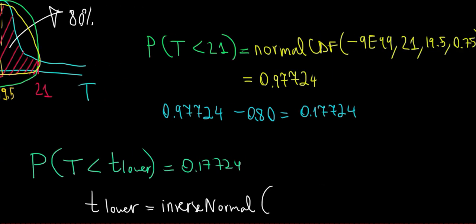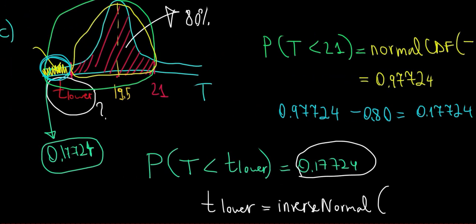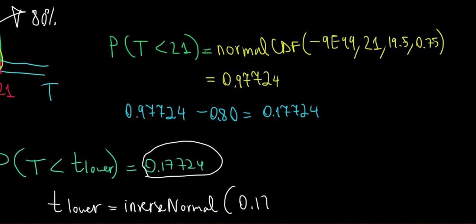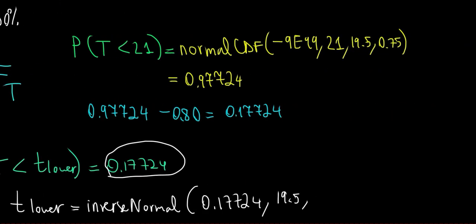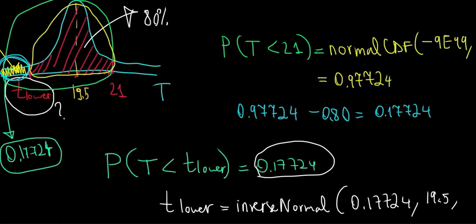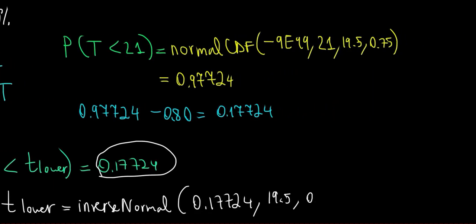The area is exactly this, the probability that is the area of interest to us, which is 0.17724. The mean is going to be 19.5, and the standard deviation is going to be 0.75. We put all these values in and look for the answer, and that answer would be 18.8 degrees Celsius, and that's going to be the lower limit in this case.